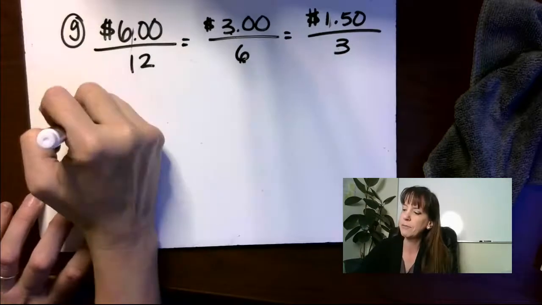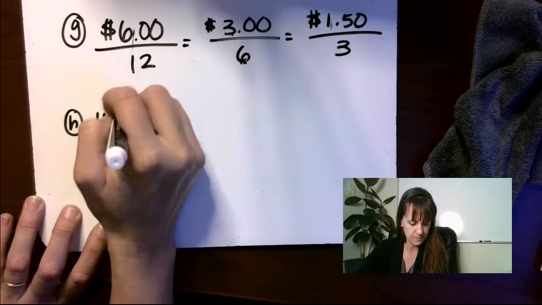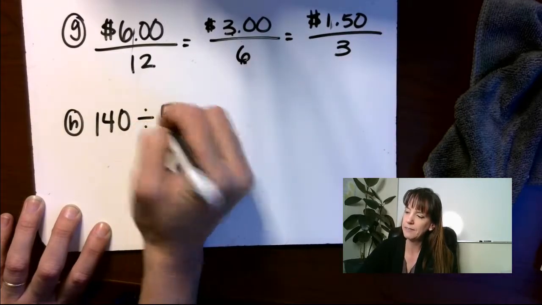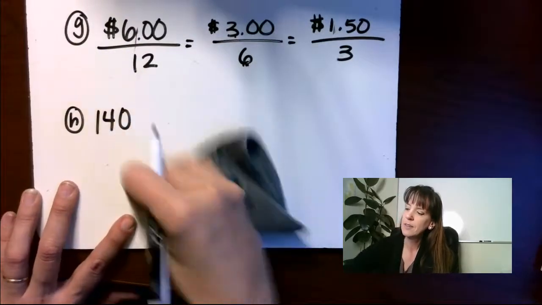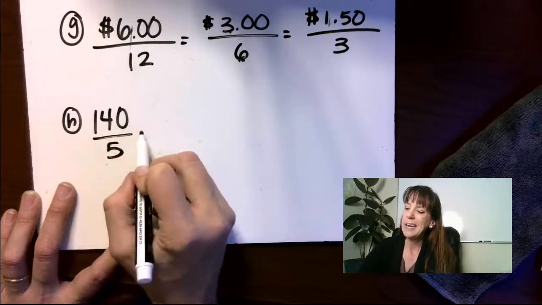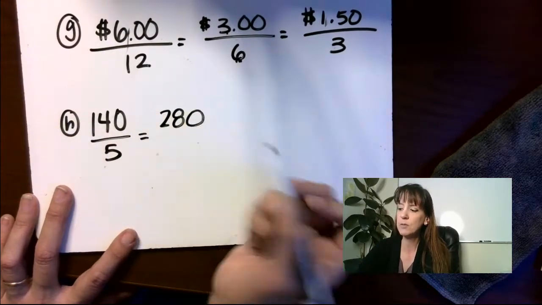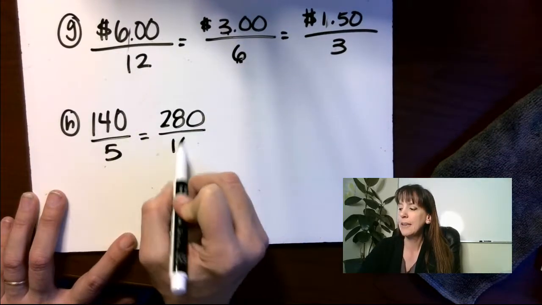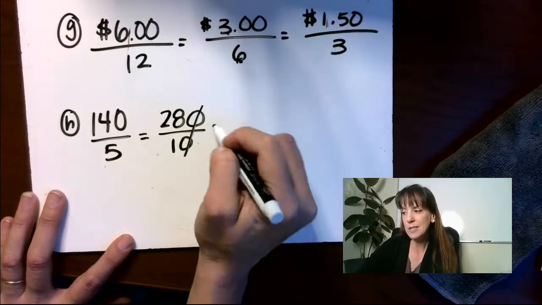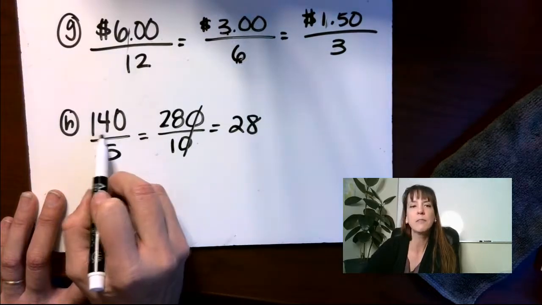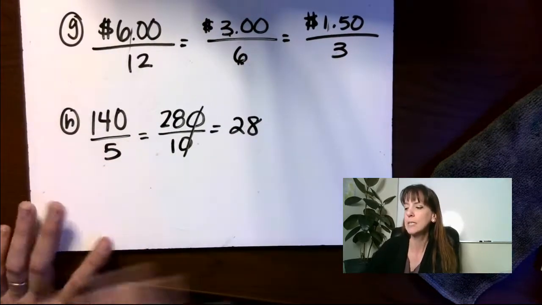Let's do H. We have 140 divided by 5. Oops, let me write that the other way. 140 divided by 5. Now, this one is a good one where we could double it. 280 over 10, right? Lob these zeros off, we get 28. So 140 divided by 5 would be 28.